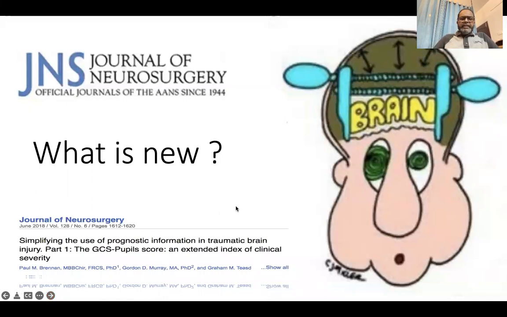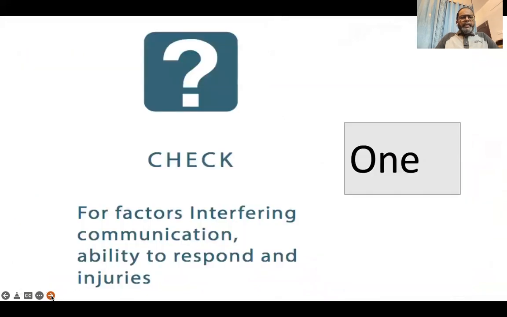But in recent years, in 2018, in the Journal of Neurosurgery, the GCS was updated and thoroughly revised. The approach was simplified and they corrected the lacunae it had so far. According to the new approach, there is a simple 4-step approach to assess GCS.